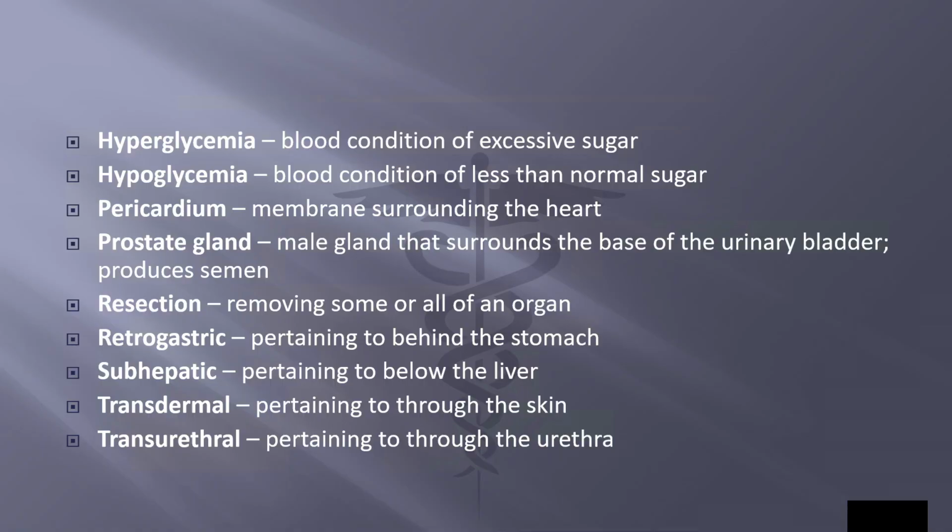Pro means before or forward. So the prostate gland, this is the male gland that surrounds the base of the urinary bladder and it produces semen. This exocrine gland's name comes from the part in prostate, meaning before or in front of the urinary bladder in males.